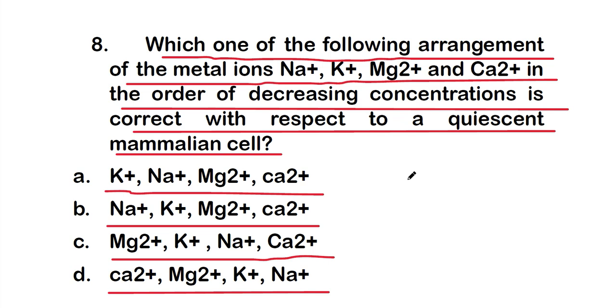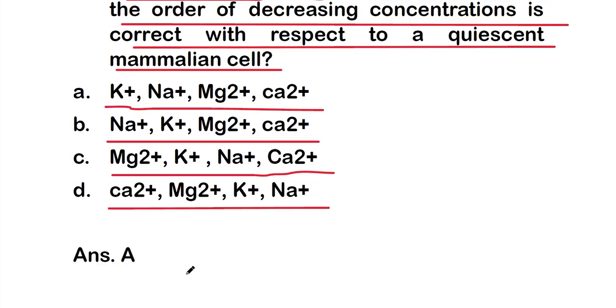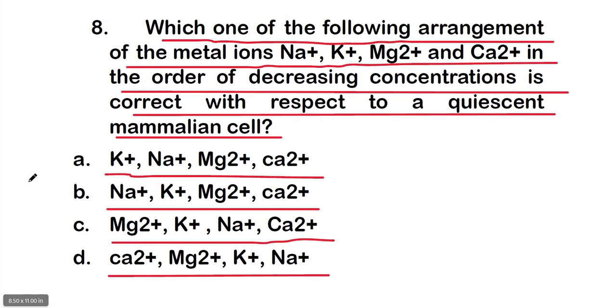So the right decreasing order is option A, that is K+, Na+, Mg2+ and Ca2+. So among these arrangements of the metal ions Na+, K+, Mg2+ and Ca2+, the order of decreasing concentration that is correct with respect to a quiescent mammalian cell is K+, Na+, Mg2+ and Ca2+.